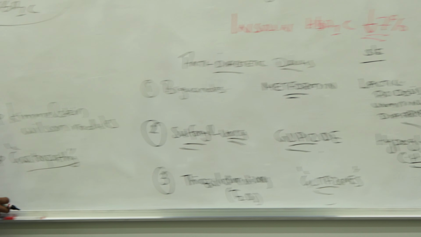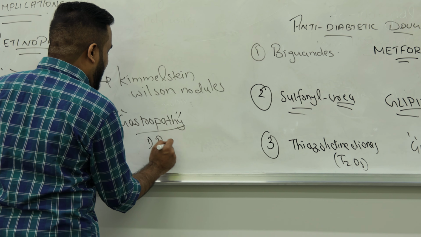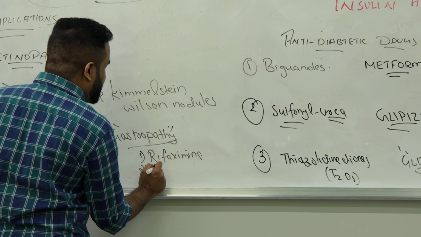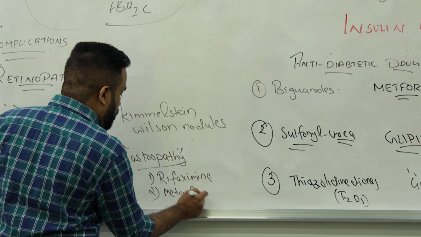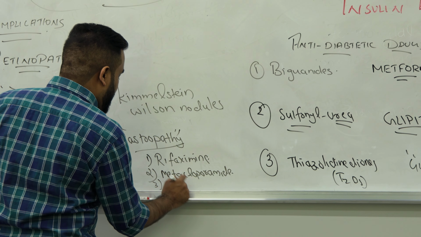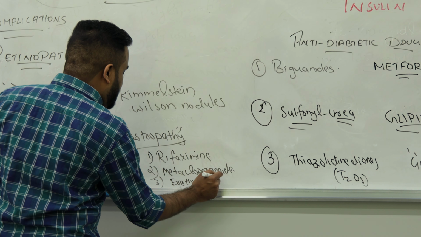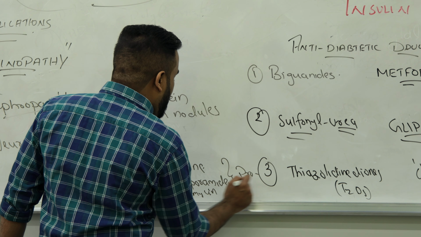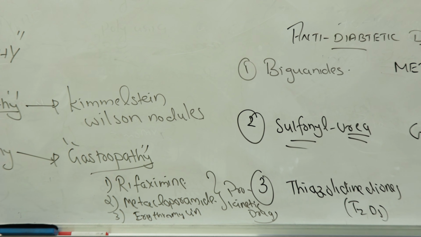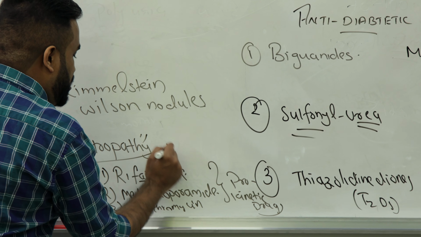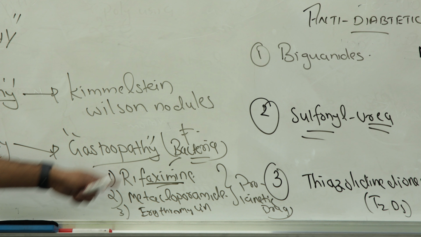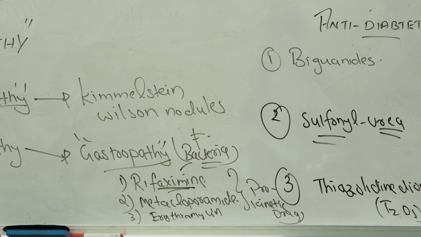So what will I give the patient with diabetic gastropathy? I can give them rifaximin. I can give them a prokinetic drug like metoclopramide, or I give the patient erythromycin. Remember, these are prokinetic drugs. They will increase the motility of the intestine, because if your grandma or grandpa is diabetic, they will have constipation. Rifaximin is the best drug whenever you also have bacteria in the gut, because it inhibits the bacteria too. So I can give rifaximin, metoclopramide and erythromycin.